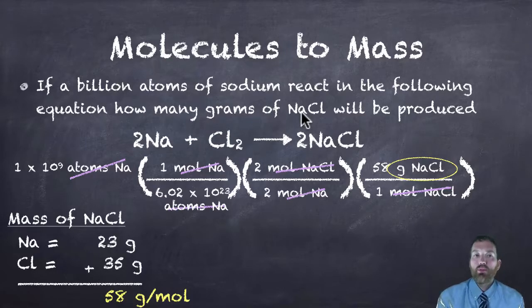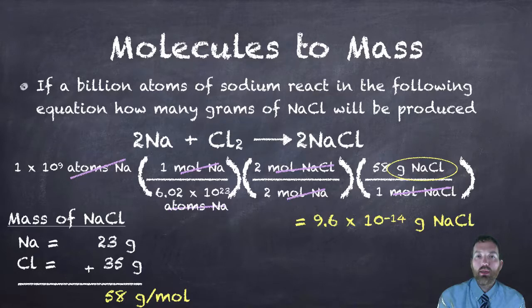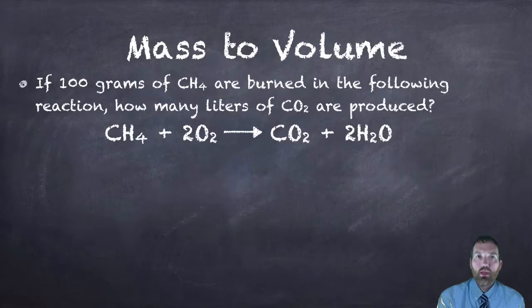So I know it's time to punch this into my calculator. I would punch in 1 times 10 to the 9 divided by 6.02 times 10 to the 23rd times 2 divided by 2 times 58. And if you did that correctly, you will get 9.6 times 10 to the negative 14 grams of sodium chloride.